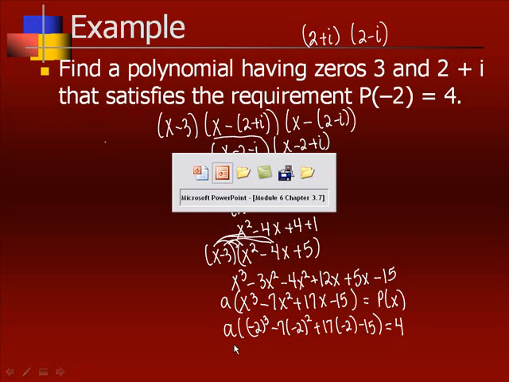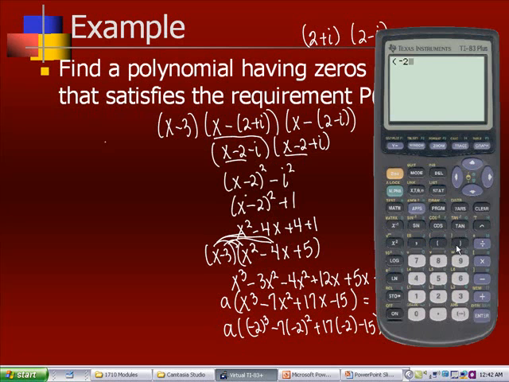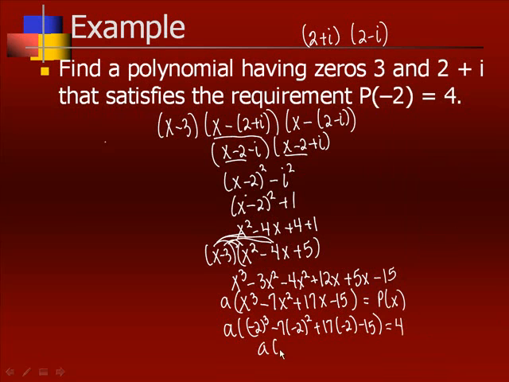So on our calculator, we've got negative 2 to the third minus 7 times negative 2 squared plus 17 times negative 2 minus 15. And that would give us negative 85. So what we've got is a times negative 85 is equal to 4. Or dividing both sides by negative 85, we get a is equal to 4 over negative 85.